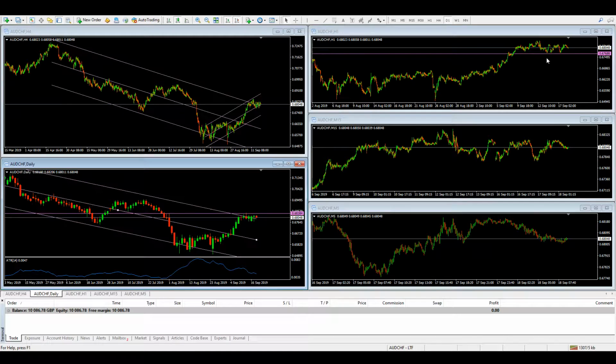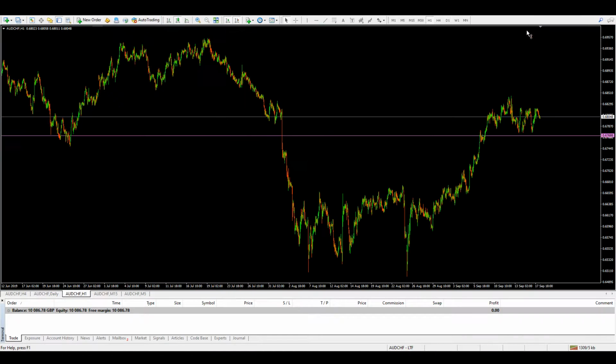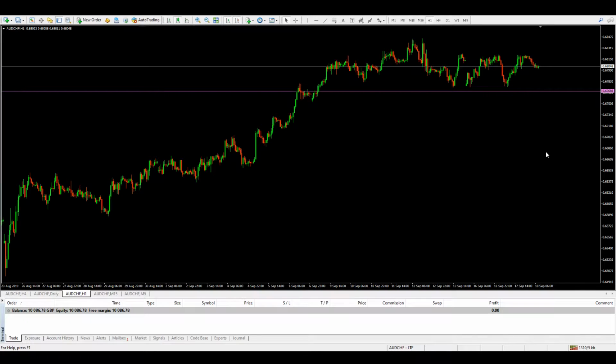These lower time frames are still flat, moving very sideways. At the very least, you want to see it bust through this support, this previous level that we're seeing here on the hourly, for example.